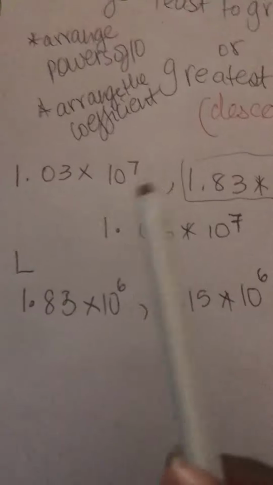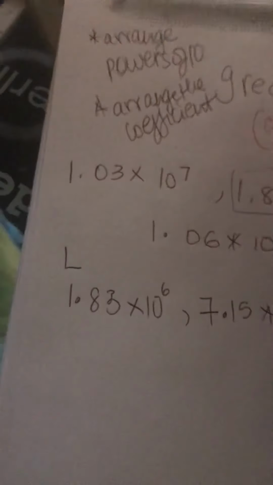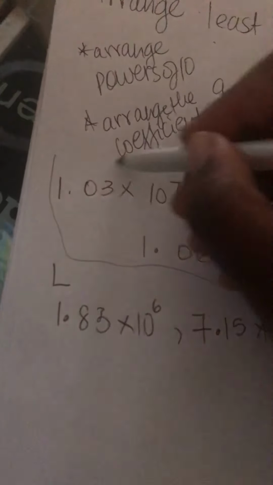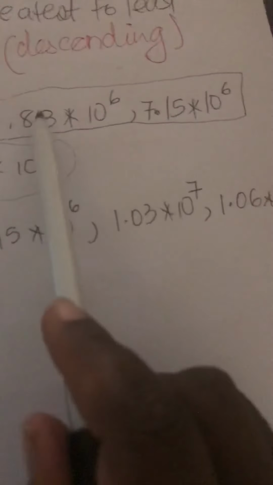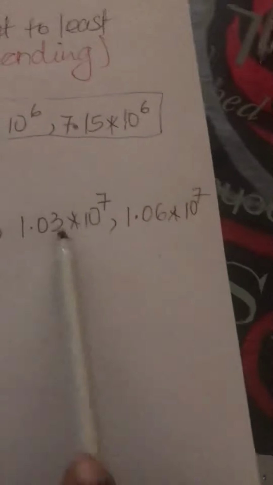So, do not start by looking at the coefficient. No, you start by looking at the power of 10. And you group. Those who are the same, you group them together, so that when you're comparing, you don't make a mistake. I group them together. So when I'm looking, I start with the 6s, I arrange them. Then I looked at the 7s and I arranged them.